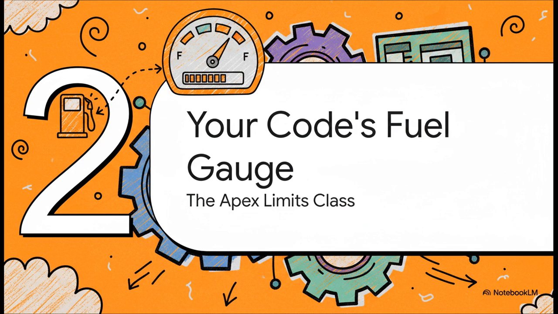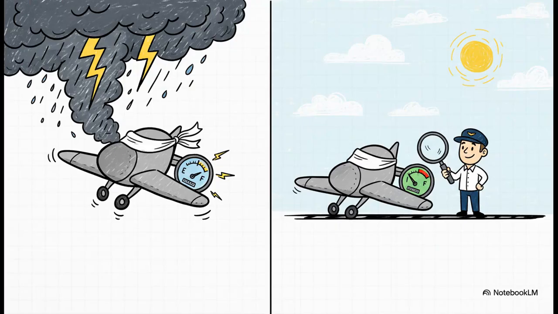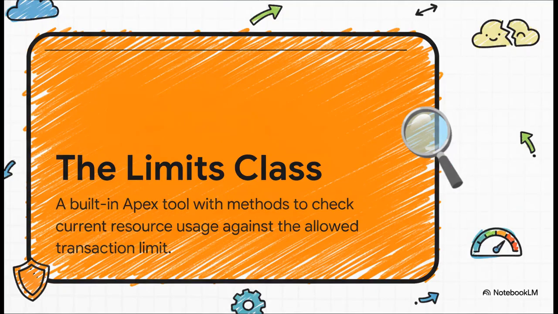Well, this is exactly where a super powerful built-in tool comes into play: the Apex Limits class. This right here is the big shift in mindset we're talking about. Instead of just flying blind and hoping you don't run out of gas mid-flight, what if your code could be smart enough to check its own fuel tank before it takes off on a long journey? And the Limits class is exactly that tool. It's built right into Apex, and it gives you really simple methods to ask the system two critical questions. First, how much of my budget have I already spent? And second, what was my total budget to begin with?